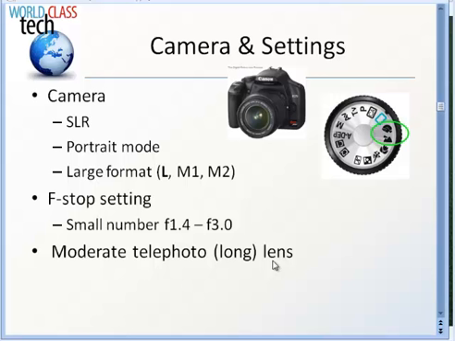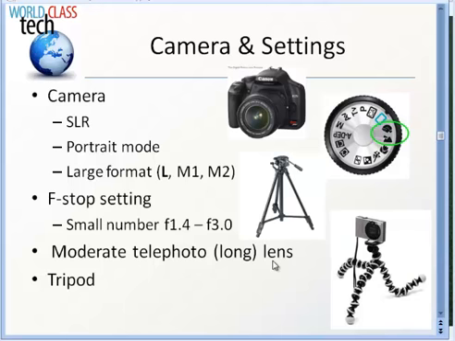Use a moderate telephoto long lens. And again, this can be changed in different ways. If you have interchangeable lens on an SLR, you can change to a telephoto. Or if you're just using a point and shoot, you can just zoom out to a longer lens, moderate long lens, not real long. I also encourage you to use a tripod, because a tripod will eliminate any camera shake, which will cause blurriness in your pictures. There's different types of tripods. You can see two simple types here that you can use.